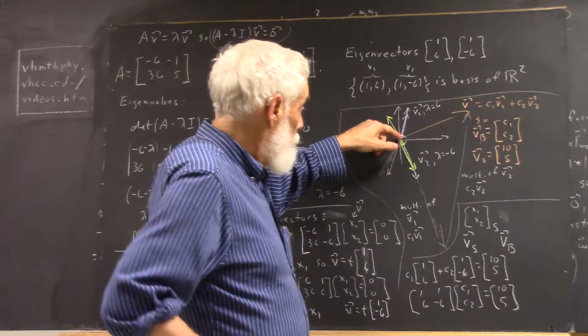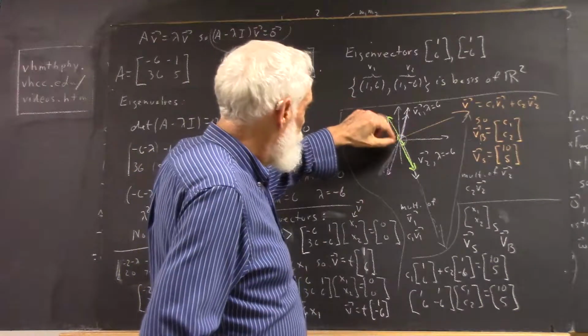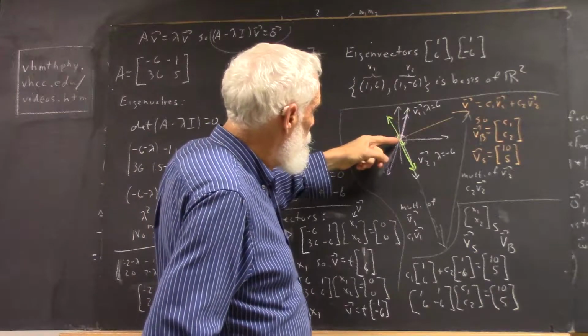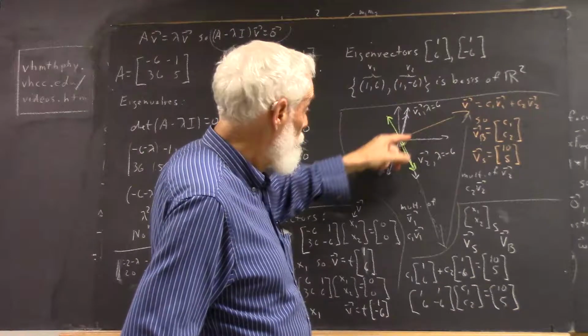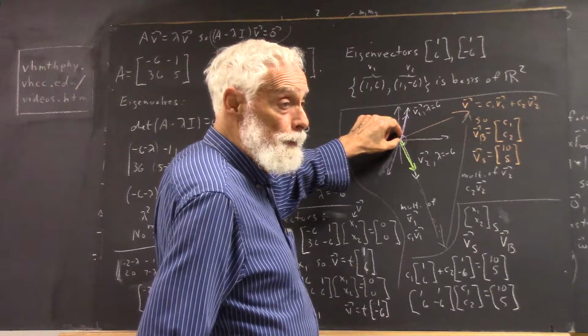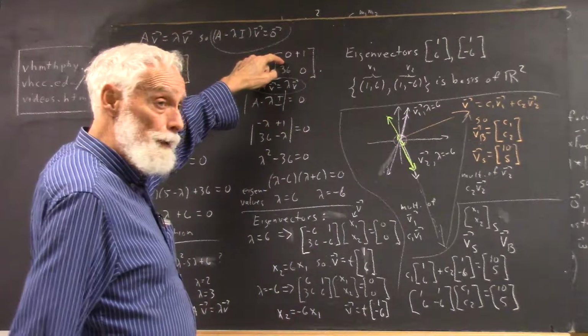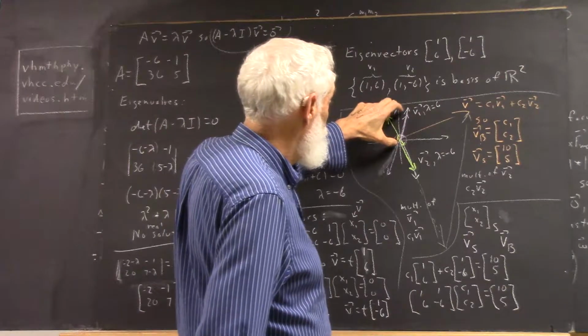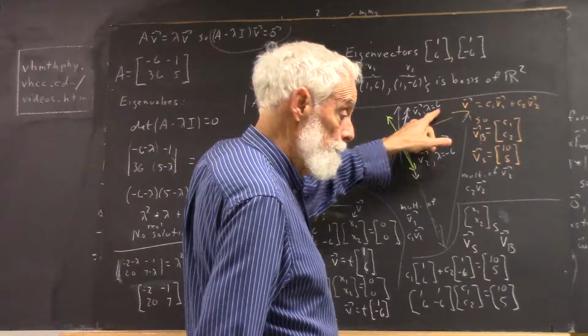Well, here's a circle, presumably radius 1. We take a vector from the origin out to the circle in the direction of V1. In other words, we go along V1 till we get to the circle, and there's a little vector. Okay? If we apply our matrix to that vector, we get a vector that's 6 times as long in the same direction as the eigenvector.